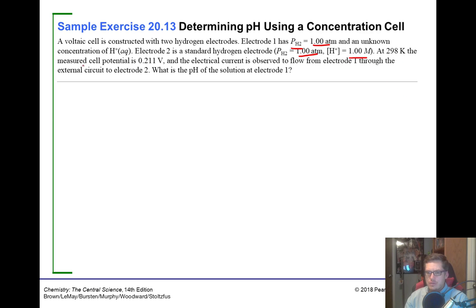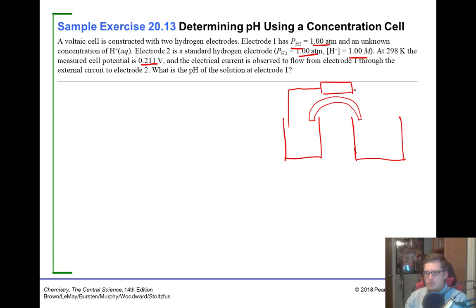At 298 Kelvin, the measured cell potential is 0.211 volts, and the electric current is observed to flow from electrode 1 into electrode 2. Let's see if we can draw what's going on here. Even though these are gases, we don't have to be too particular about it. We've got our salt bridge, and our electron flow is going to go from here to here. We'll put in our voltmeter because we're cool. Electrons go like this and come back this way, and this is 0.211 volts.